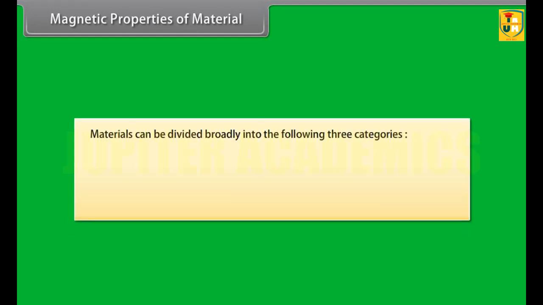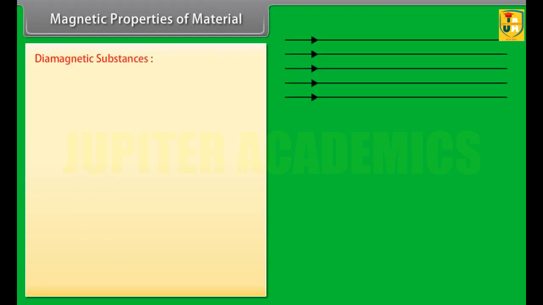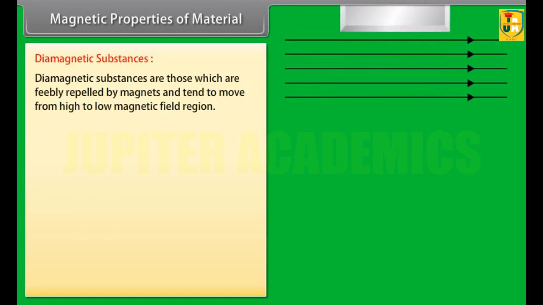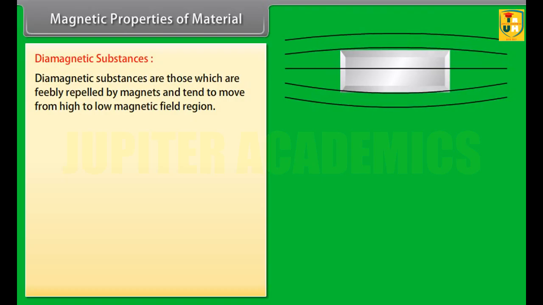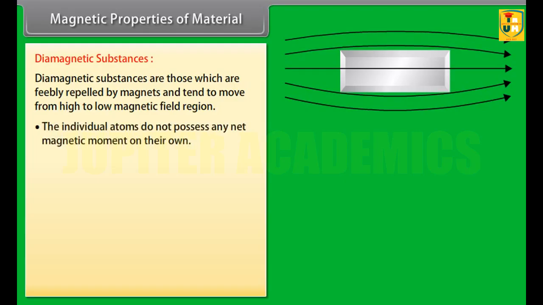Magnetic properties of material. Materials can be divided broadly into the following three categories: diamagnetic substances, paramagnetic substances, ferromagnetic substances. Diamagnetic substances. Diamagnetic substances are those which are feebly repelled by magnets and tend to move from high to low magnetic field region. The individual atoms do not possess any net magnetic moment on their own. The magnetization M varies with H in a linear way. M is equal to Xi H.